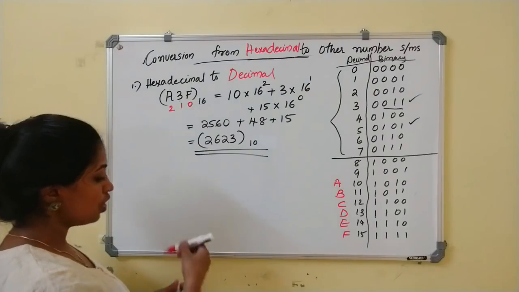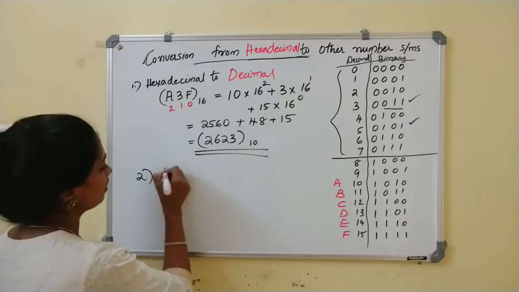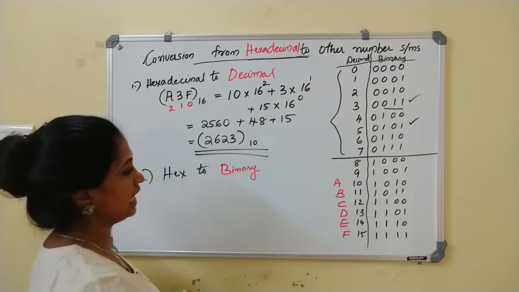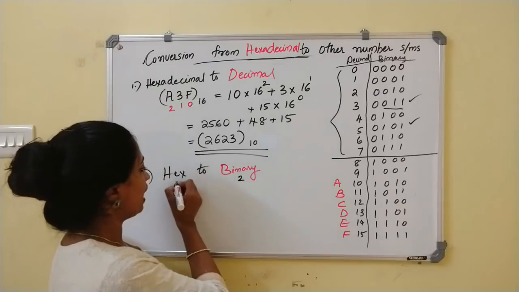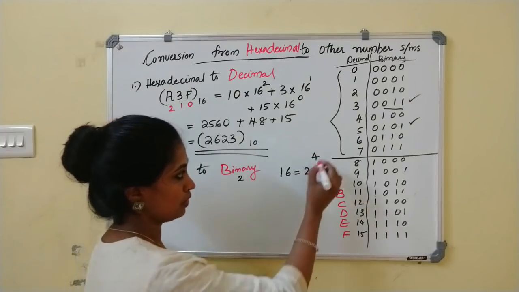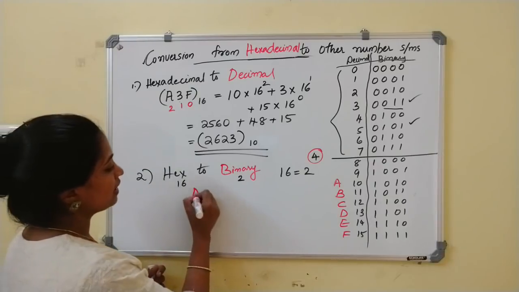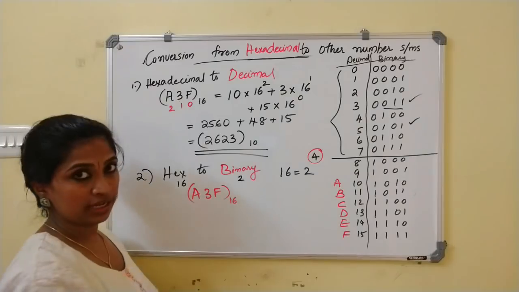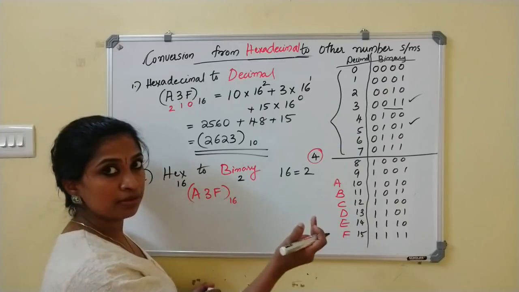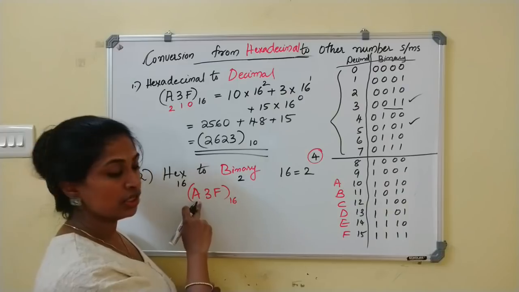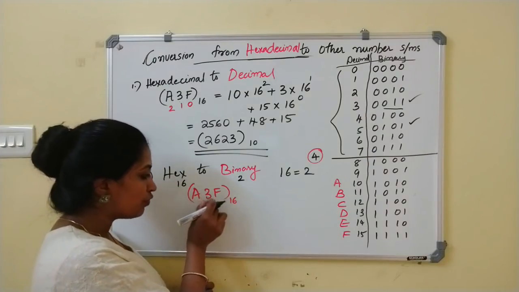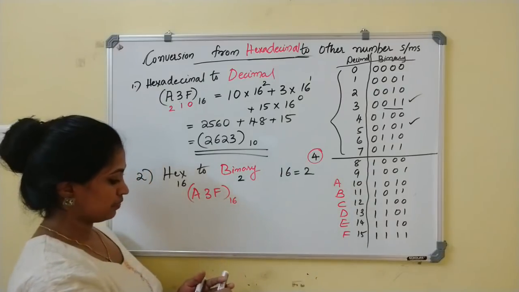Next is hexadecimal to binary conversion. We have seen that the base of binary is 2 and hexadecimal is 16. So we can express 16 as 2 raised to 4. This 4 is very important. In order to convert A3F in hexadecimal to binary, we have to write the 4-digit binary equivalent of F, 3 and A. To get the binary number equivalent to A3F, we write the binary equivalent of each of these digits as 4 digits.